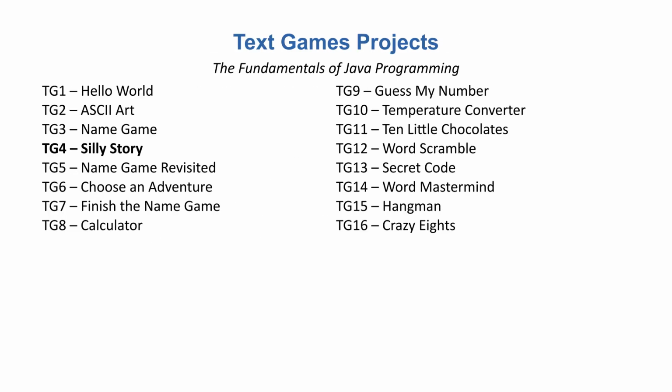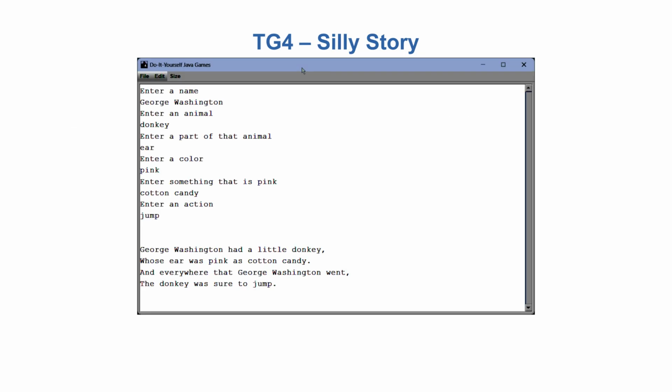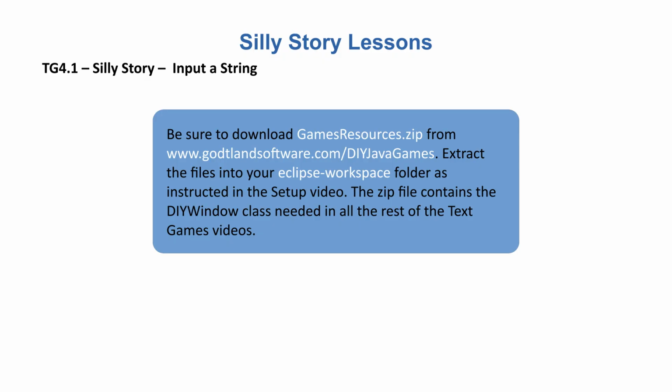This series has 16 projects. We're currently working on the 4th project, TG4, Silly Story. In this project, we'll create a silly story like the story shown in this screenshot. This is lesson TG4.1, where you'll learn to get input from the user.